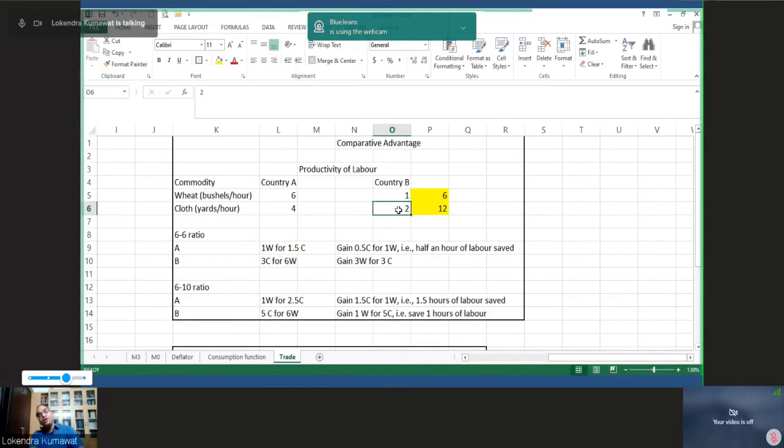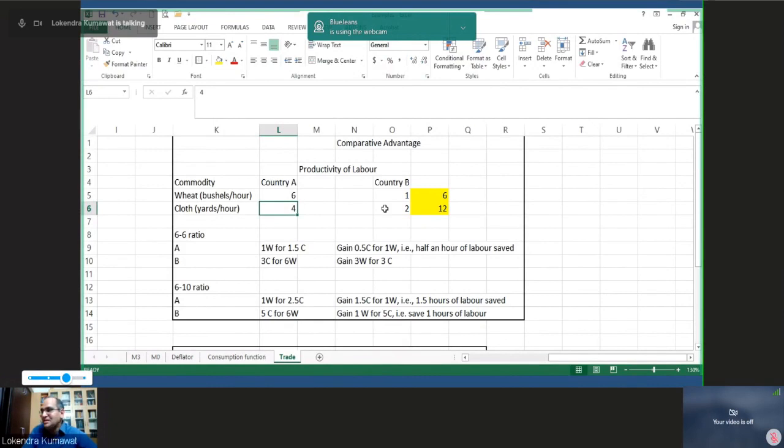Now, country B is producing only 2 units of cloth. A is producing 4. So country A has absolute advantage in both the commodities. But the extent of absolute advantage is different. Here it is 6 times. Country A is 6 times as productive as compared to country B. Here it is only twice as productive as compared to country B.